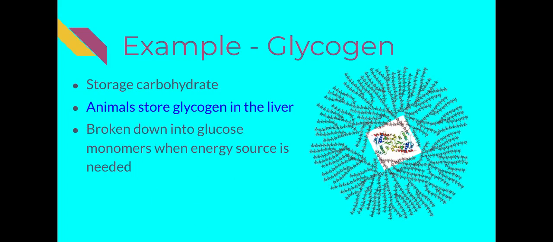Next one is glycogen. Glycogen is also a storage carbohydrate. It's stored by animals in the liver. When an organism or an animal needs more glucose, but it doesn't have a food source, it actually, as a last resort, will go to the liver and take that glycogen and break it down into glucose.